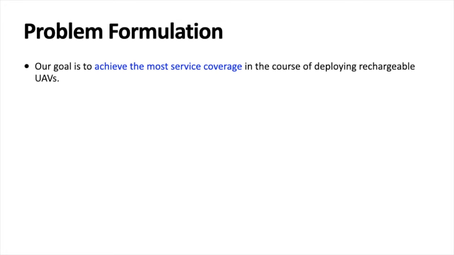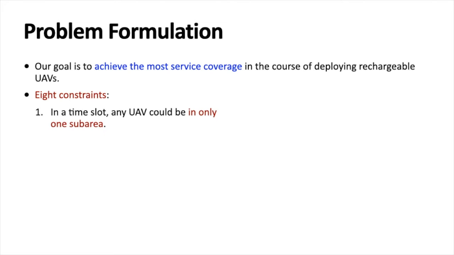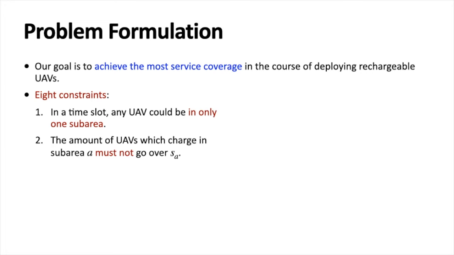As mentioned earlier, our goal is to achieve the most service coverage in the course of deploying rechargeable UAVs. But the problem actually comes along with 8 constraints. First, in a time slot, any UAV could be in only one sub-area. Second, the number of UAVs which charge in sub-area A must not go over SA, in other words, no vacancy once sub-area A's charging station is full. Third, a UAV cannot serve if its battery comes flat.